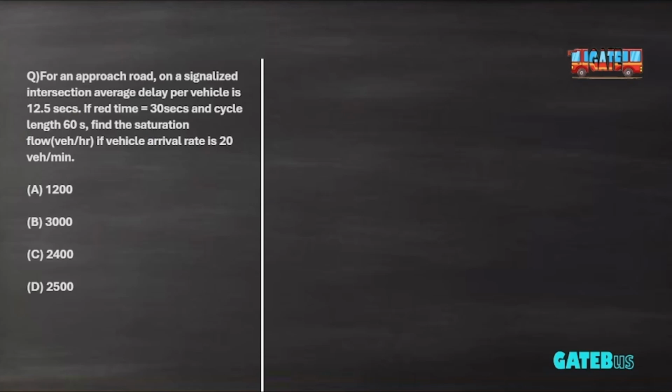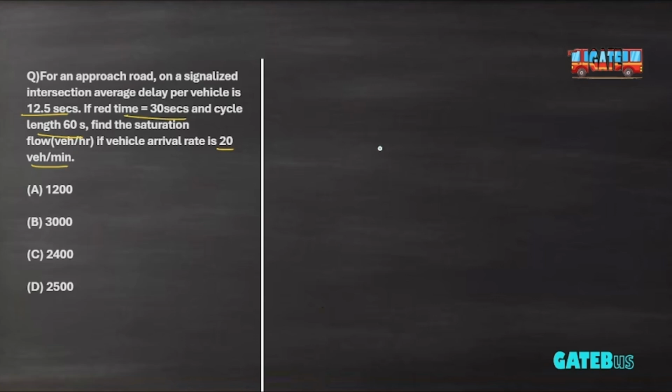In this video, we are continuing our GATE question series. So today's topic is traffic signal design. In that, our first question: for an approach road on a signalized intersection, average delay per vehicle is 12.5 seconds. The red time is 30 seconds and cycle length is 60 seconds. Find the saturation flow. The vehicle arrival rate is 20. So we have these values.